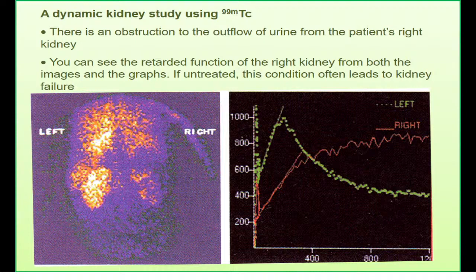There is an obstruction to the outflow of urine from the patient's right kidney. It is shown here directly. You can see the retarded function of the right kidney from both the images and graphs. If untreated, this condition often leads to kidney failure.